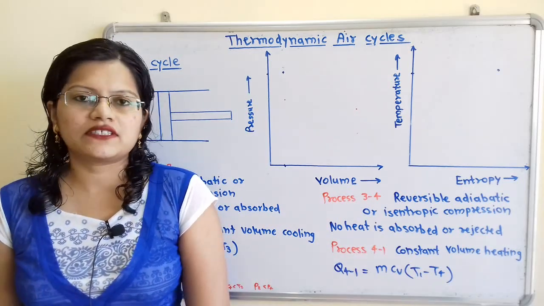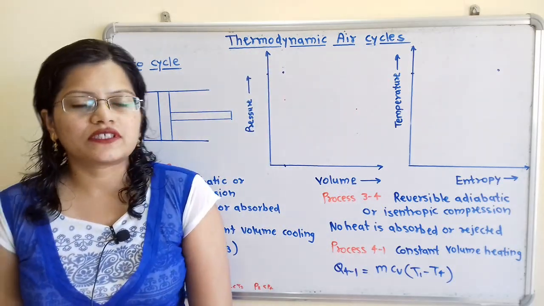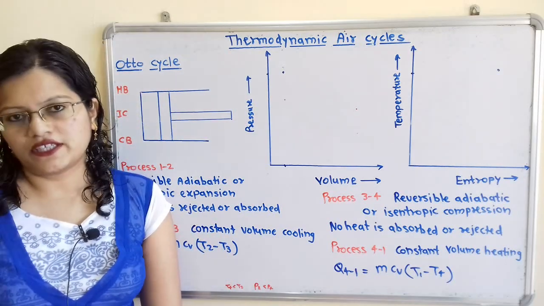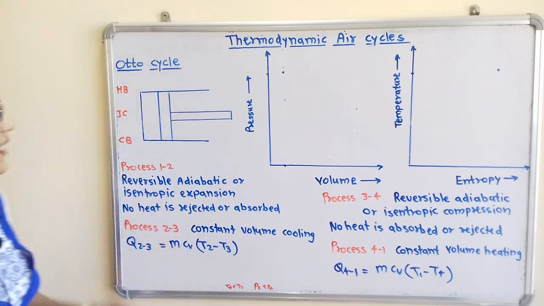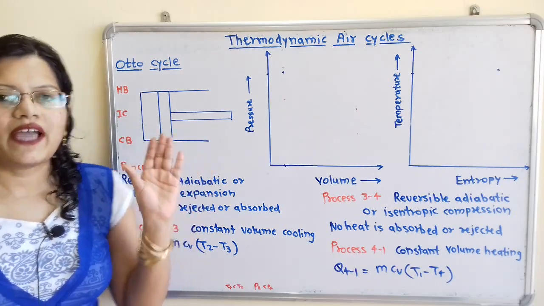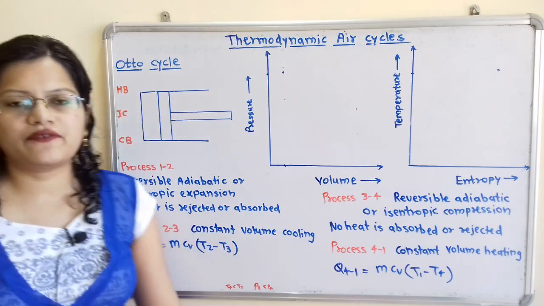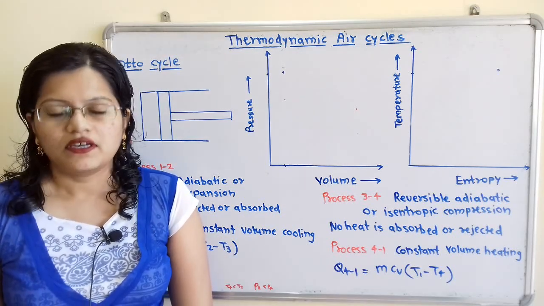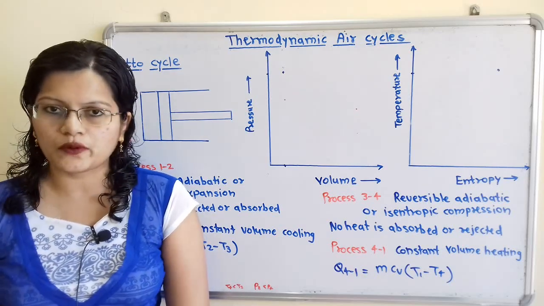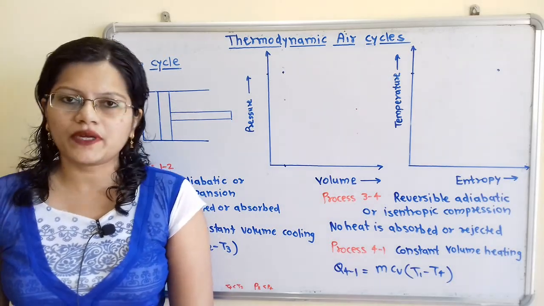As we are going to consider Otto cycle as a thermodynamic air cycle, that means air is used as a working substance which is enclosed in this piston cylinder arrangement. Now if we observe this diagram, here is hot body, insulated cap and cold body, which we have to bring in contact at the bottom of the cylinder one by one for the different processes. In Otto cycle, two processes are taking place at constant volume and two processes are at reversible adiabatic or isentropic processes.